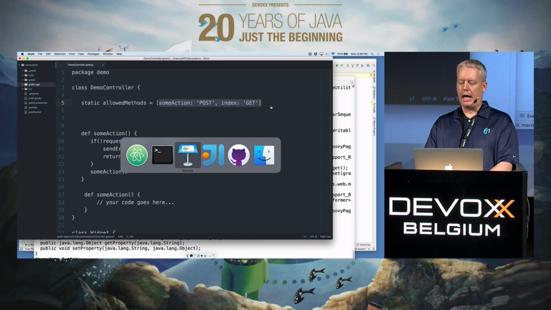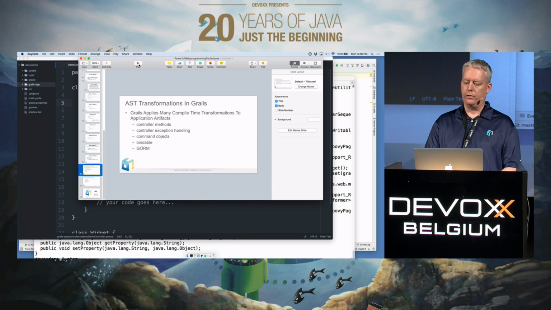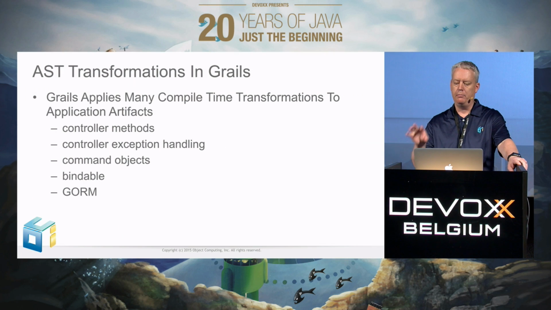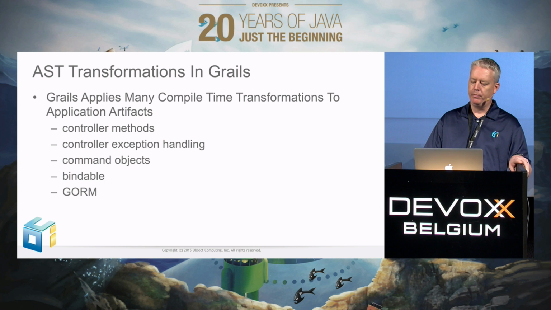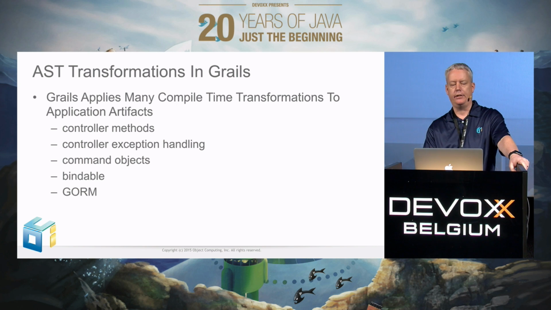So there are just lots and lots of examples of that all over the Grails framework, where behavior that's added to your artifacts is added at compile time, and AST transformations are what are making that possible. So command object initialization, like I just described, is all rigged up at compile time.